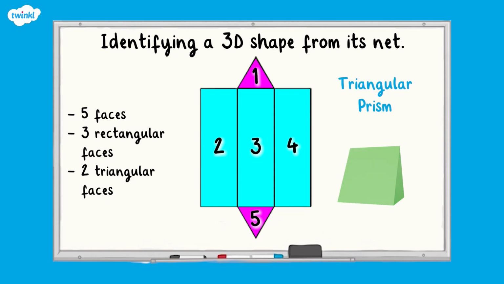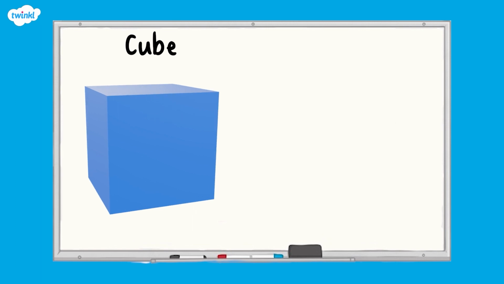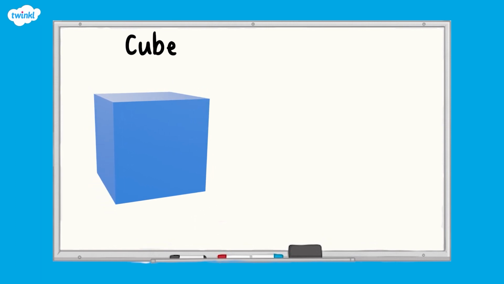So when we can see the net and we want to know the 3D shape, we can identify the 2D shapes that form the net and use these clues to identify the net. If we can see the 3D shape and we want to work out what the net will be, we need to go the other way around. So we start by identifying what 2D shapes form the faces of the 3D shape. Let's take a look at this cube. It has 6 faces. Each of the 6 faces is a square, so we know that the net of a cube will be formed by 6 squares.